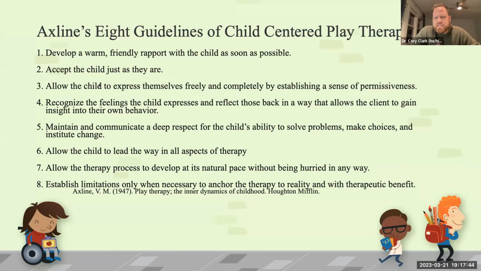Virginia Axline basically adapted Rogerian principles to play into working with young children. And so these are the 8 guidelines that we have to consider in working with children. And some of them are pretty straightforward in how they apply from very classic humanistic Rogerian principles: authenticity, non-judgment, warmth, with kids. But there are also some unique guidelines here as well.